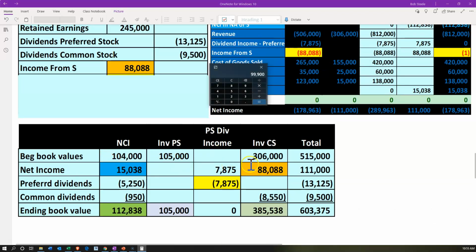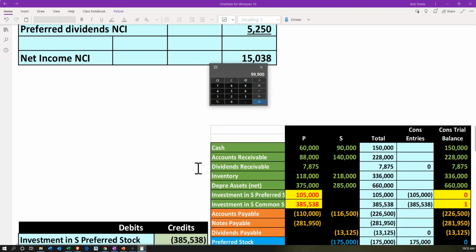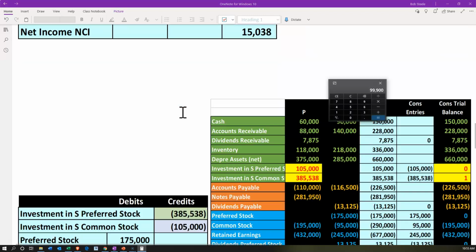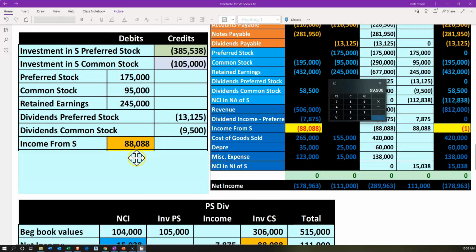We added the investment and the book value here, and you can also see that calculation up top where we took the net income minus the preferred stock, which is spelled wrong. Sorry about that. But in any case, then we got the 97,875. Then we broke it out. So this is basically the net income after reducing the net income for the preferred stock. So there we have that.